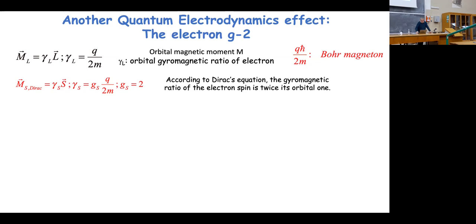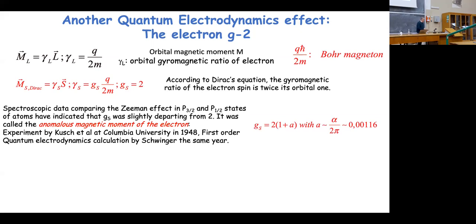And in fact, Kusch, who was again a collaborator of Rabi at Columbia, made a spectroscopic measurement that I don't want to describe here, which compared the Zeeman effect, the magnetic field effect, on P1/2 and P3/2 states. I remind you that P1/2 is a state which has a total angular momentum of 1/2, and P3/2 has a total angular momentum of 3/2. They're obtained by combining the angular momentum 1 of the orbital momentum with plus 1/2 or minus 1/2 for the spin.